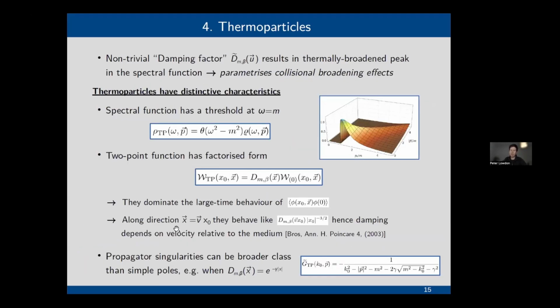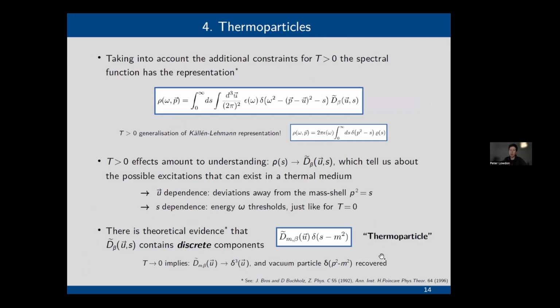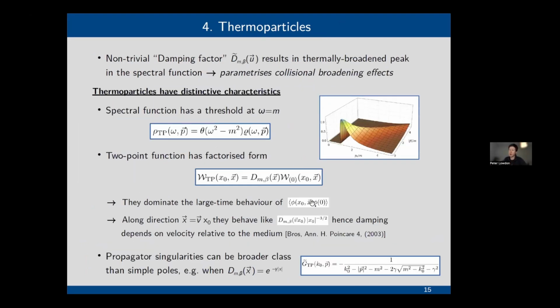If you have these types of degrees of freedom in your system, you can actually prove, and that's proven in this paper here, that they actually dominate the correlation functions. So no matter what other excitations you have, say, low energy, purely thermal excitations below threshold, or above threshold stuff, all of those are subdominant compared to the thermoparticles. So these are kind of the long-lived excitations that live at large times.